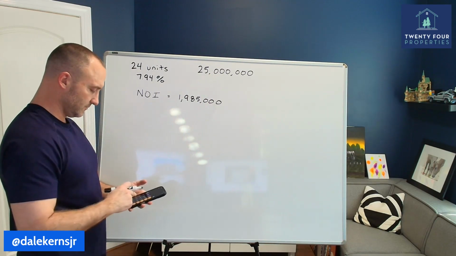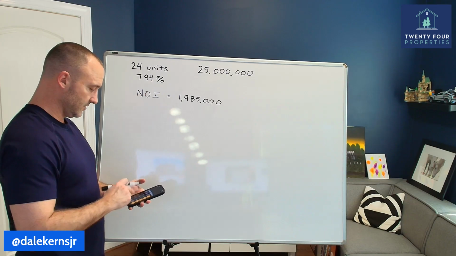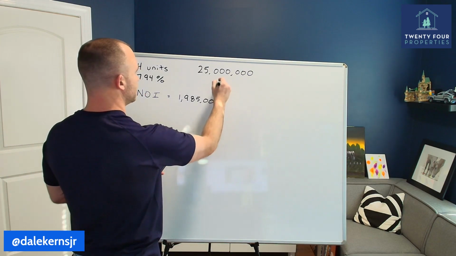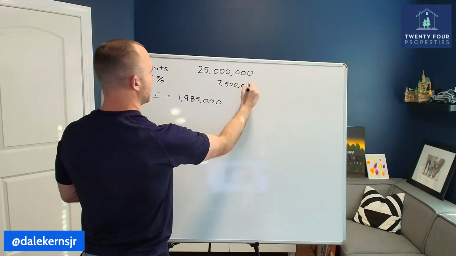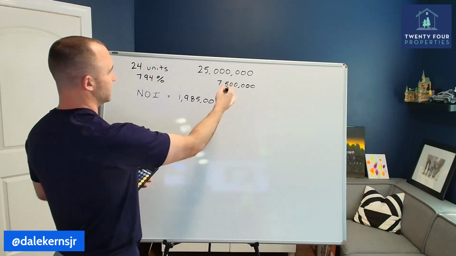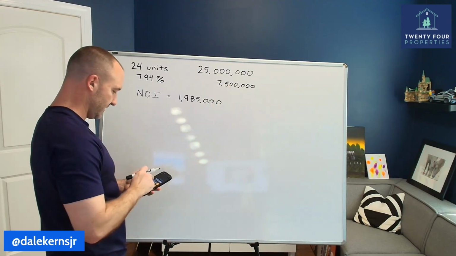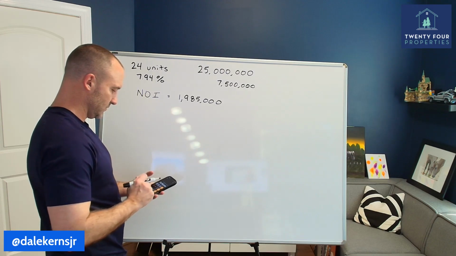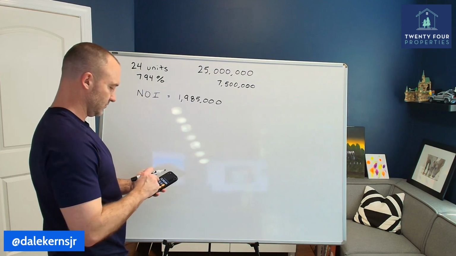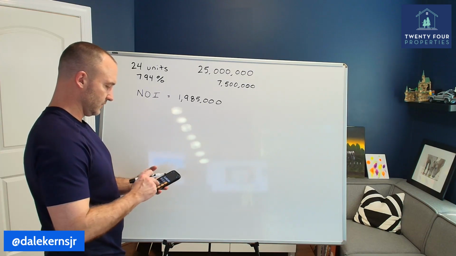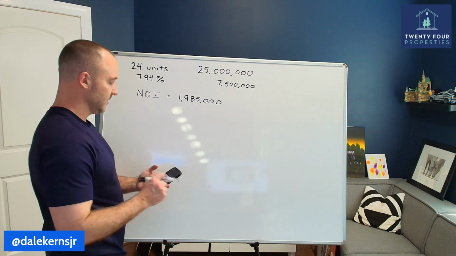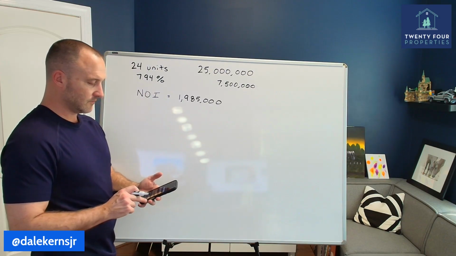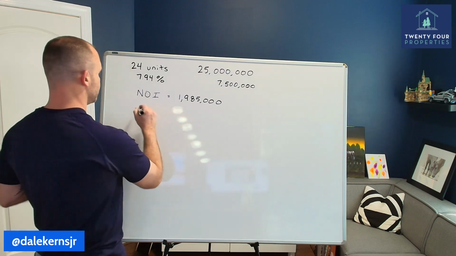So let's take this number. Let's say we're going to need 30% down. 30% is 7.5 million, so that leaves us at 17 and a half. 25 million minus 7.5 million is 17.5 million. We're going to multiply that by 0.065.